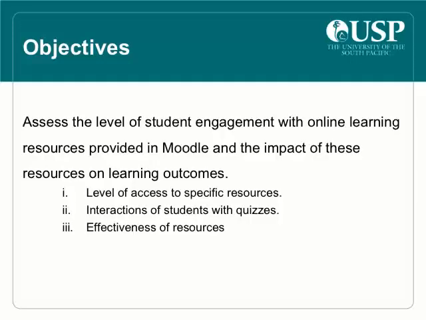Our objective is to assess the level of student engagement, and I'll have to apologize if it's not as detailed as we would like, as this course was delivered last semester. So we are very much in our infancy in this study. The first two points I'd like to focus on are the level of access to specific resources and the interaction of students with quizzes, and probably cover a little bit on the effectiveness of resources if time permits. I won't go through the prior research as I understand our time limit, and I do not want to hear that bell sounding.